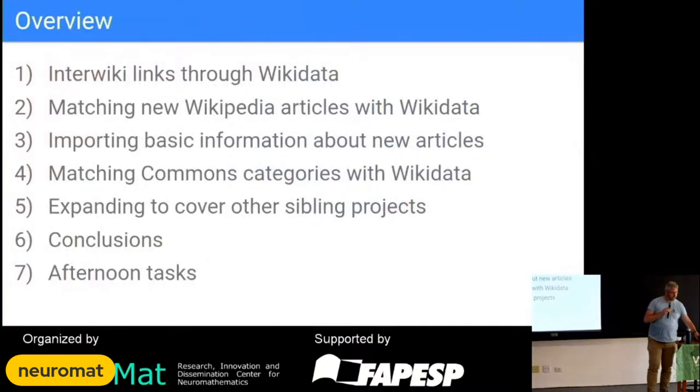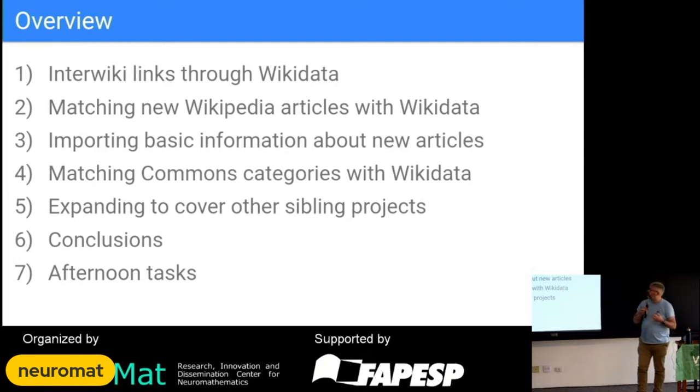So I'm going to talk about a number of different parts of this. The first is just what is an interwiki link to Wikidata? Try to explain that. I'm going to assume not too much knowledge and try to start from the basics there. And then I'm going to talk about how we find, so you create a new Wikipedia article, how do you link it to Wikidata? And then how do you import basic information from that article into Wikidata?